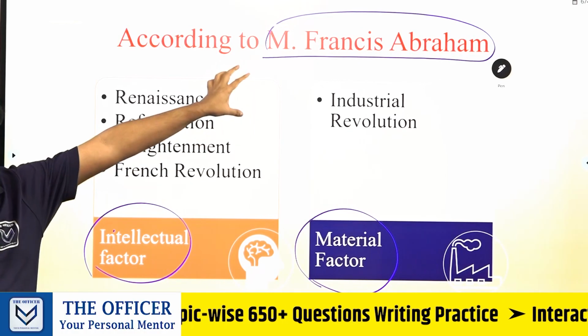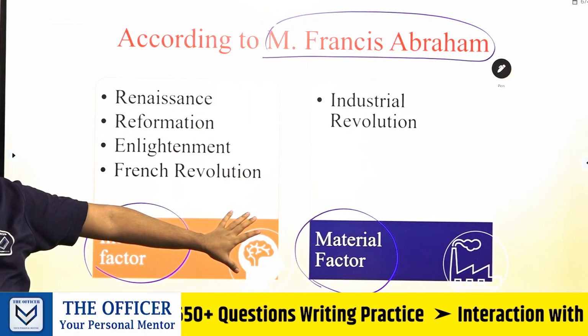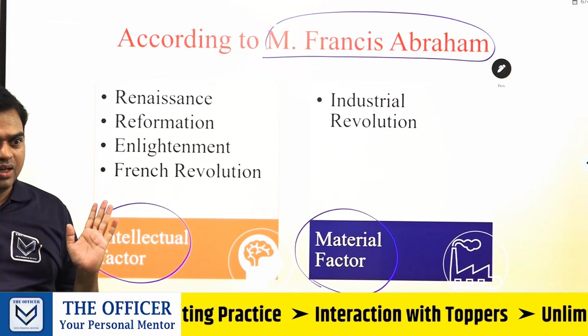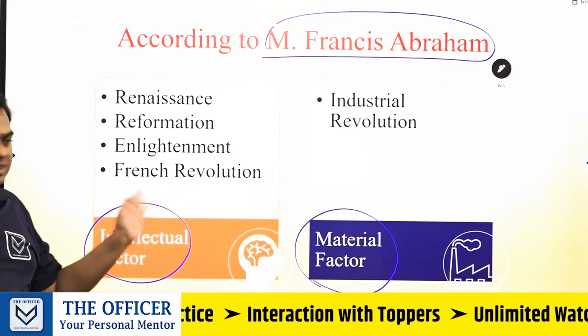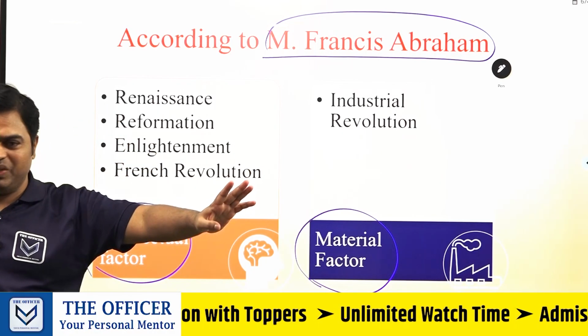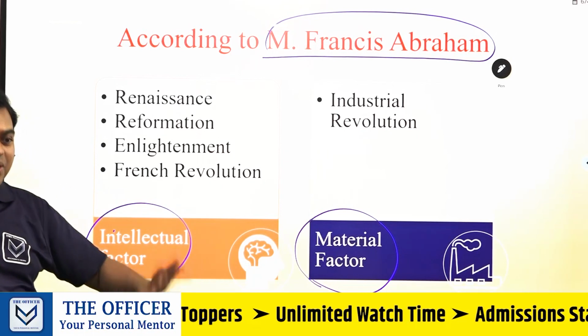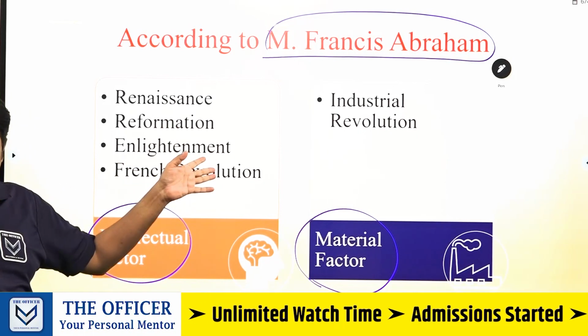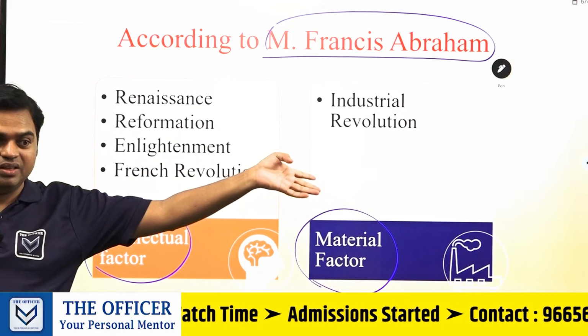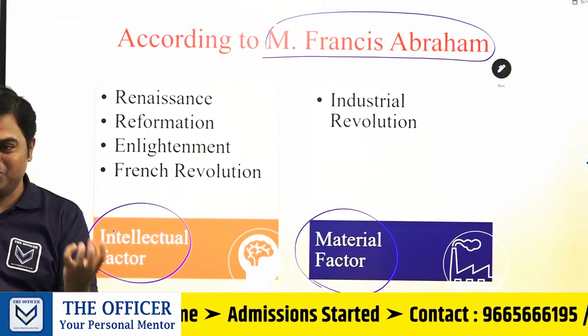That is the thinker's analysis, and that will give us an advantage. What you write is the same: industrialization, reformation, renaissance, all these were causes of the emergence of sociology. But when we write it according to M. Francis Abraham, it provides some weightage to your answer.